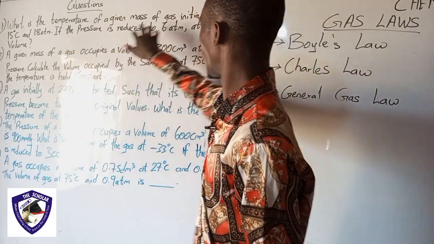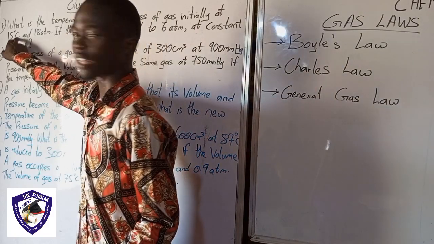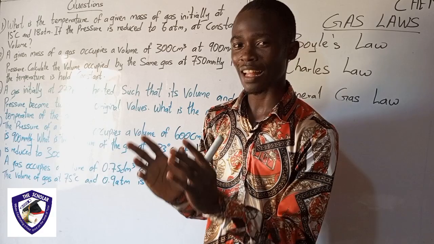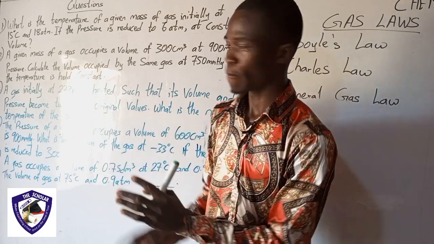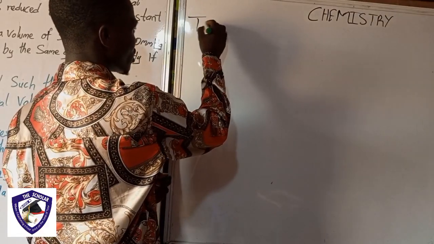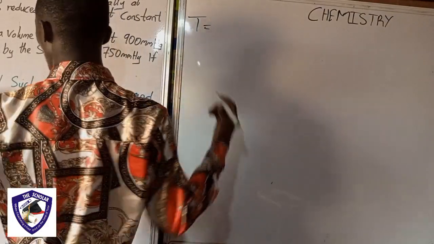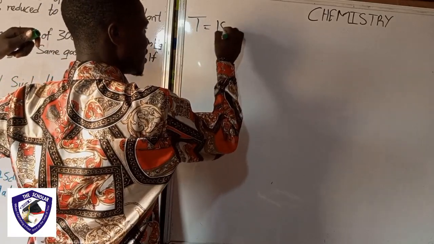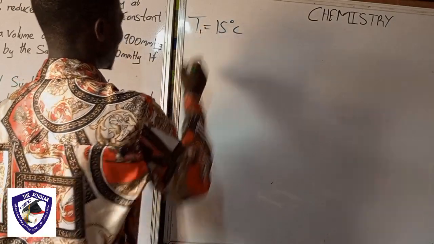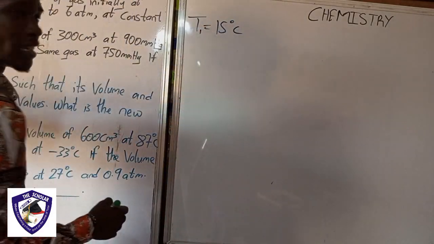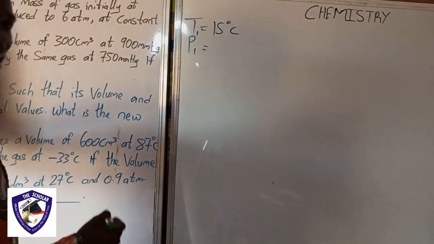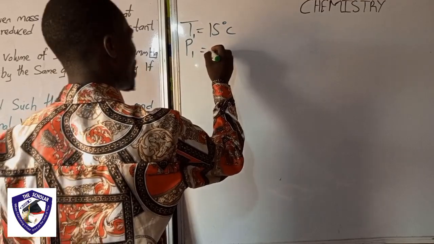Now let's look at the parameters of a gas initially at 15 degrees Celsius. I told you earlier that the standard temperature is measured in Kelvin, but we have the temperature in degrees Celsius, 15 degrees Celsius. That is our T1, the initial temperature. And 18 atm. I said also that our pressure can be measured in atm. So our initial pressure is 18 atm.